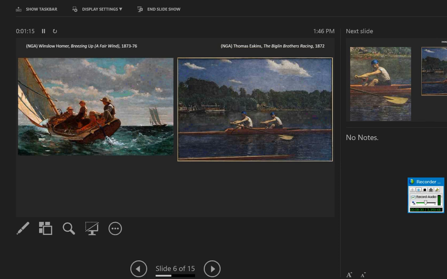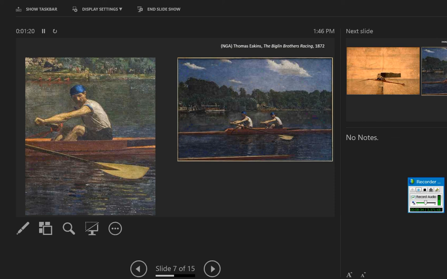Now, Eakins was an amateur oarsman himself, and he really knew what it meant to row a pair-oared shell like this one. And the Biglin brothers were champion oarsmen, and they had gone on tour sort of to show off, and you can see other oarsmen in the background behind them.